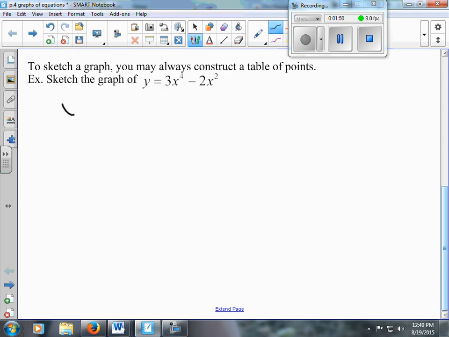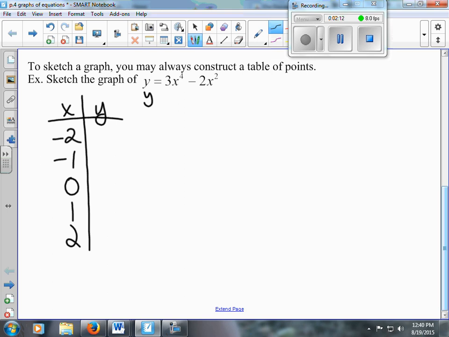In order to do this, I'm going to make a general chart, x, y, and I'm going to choose values for x, plug them in, and figure out what y would be to make solutions. I will start with negative 2. Then I'm going to do negative 1, 0, 1, and 2. All right, so when I replace the x with negative 2, I get 3 times negative 2 to the 4th minus 2 times negative 2 squared.